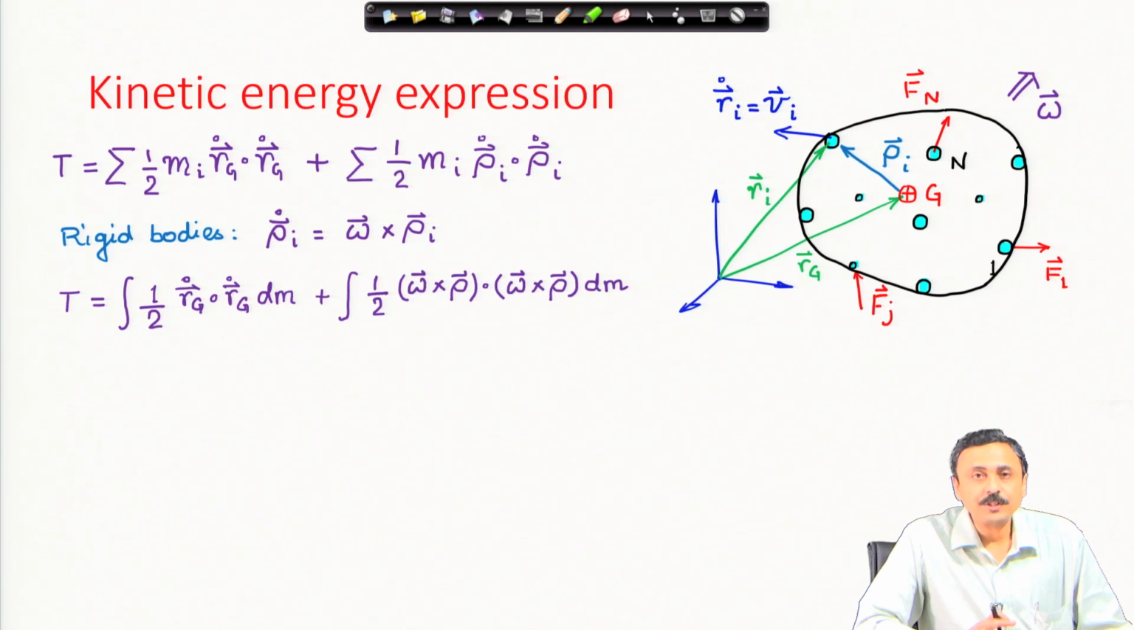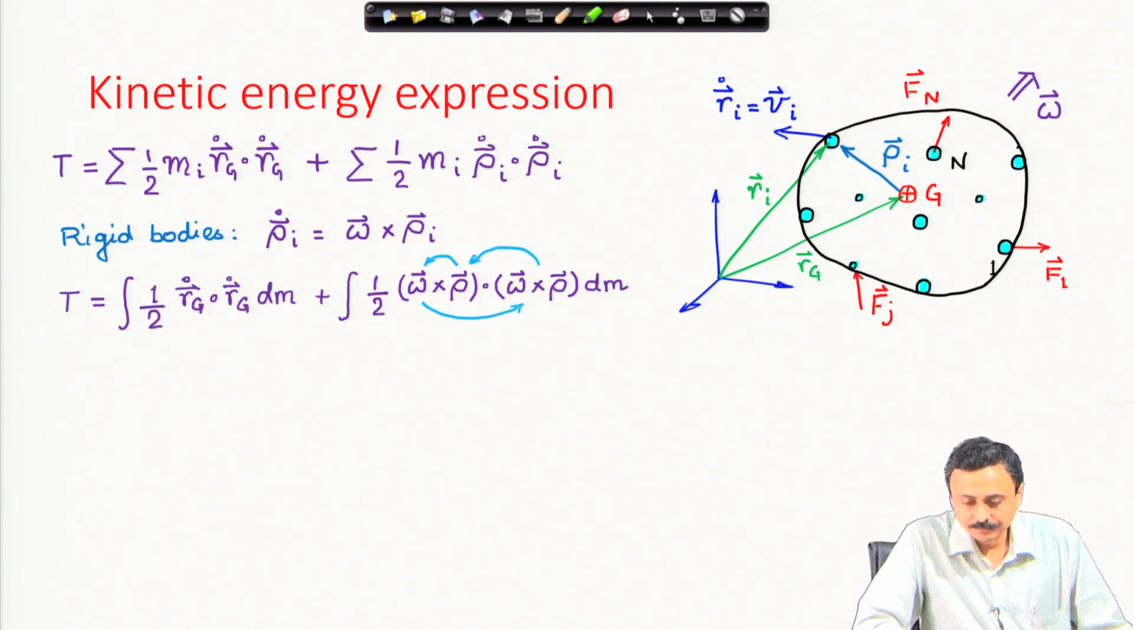As you can see, the first integral is because of the motion of the center of mass. It is 1/2 of dm times the velocity of center of mass squared, integrated over the whole body. The second term is 1/2 omega cross rho dot omega cross rho dm. Now, this is because of the rotation of the body about the center of mass. This is sometimes called the rotational kinetic energy, and we will see this detailed expression.